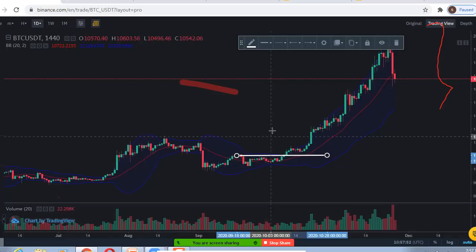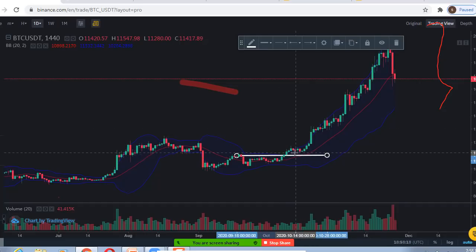Aggressive traders enter immediately after the breakout, while conservative traders will wait for the market to retest this particular level. That's this line that I just drew right now, before they enter on the move to the upside. That is conservative trading. Either way, it's not bad, because if you are aggressive, the market can just shoot up without touching this level again. That is, without a retest.